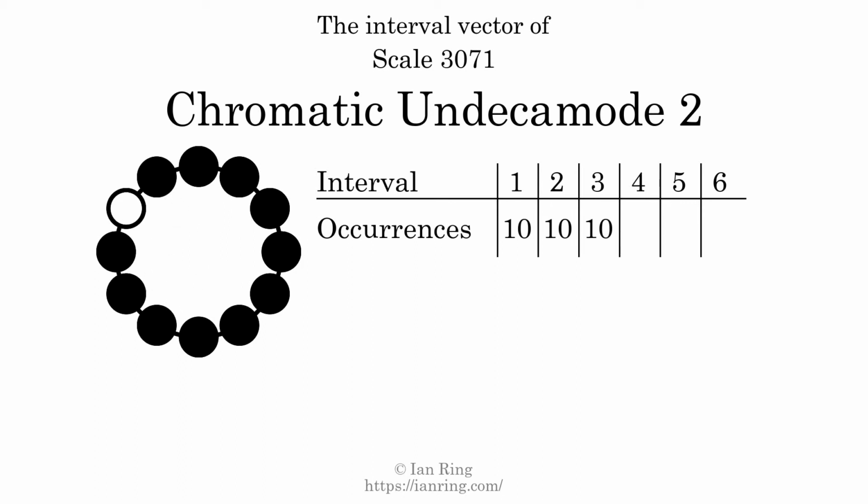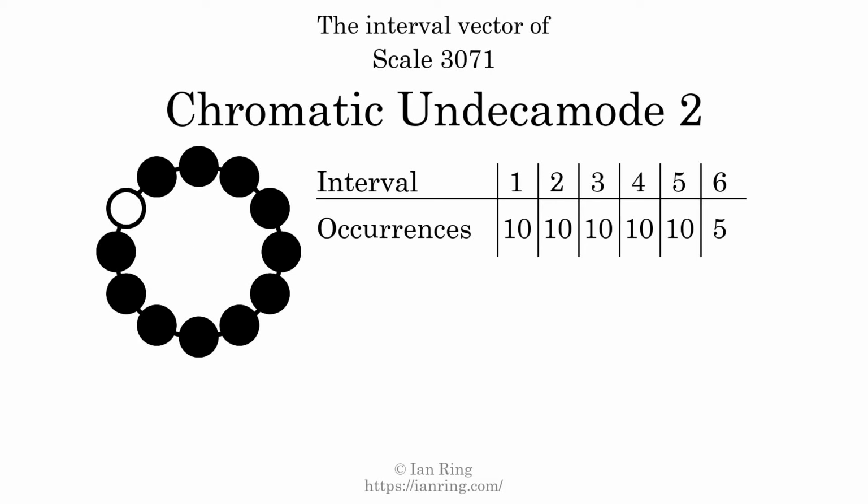There are 10 intervals with the size of 3 semitones. There are 10 intervals with the size of 4 semitones. There are 10 intervals with the size of 5 semitones. Each time, they are here, here, here, here, here, here, here, here, here, and here.